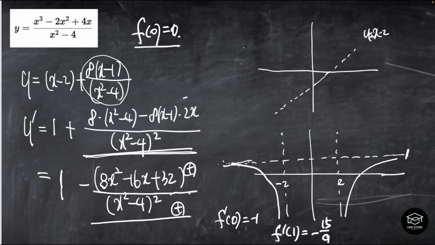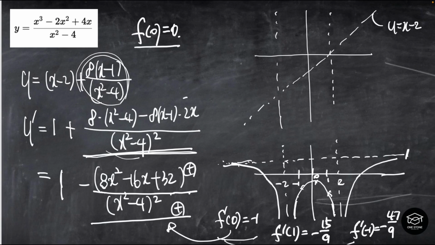At x equals -1, the numerator becomes 8 plus 16 plus 32, which is 56. The denominator is again 9. So y prime is 1 minus 56 over 9, which is -47 over 9. These values, -1, -15/9, and -47/9, show that the derivative is negative throughout this region. And as x approaches positive or negative 2, y prime approaches -infinity.